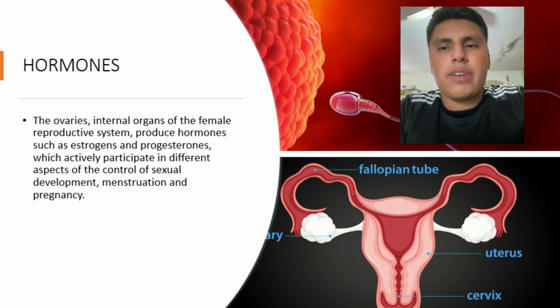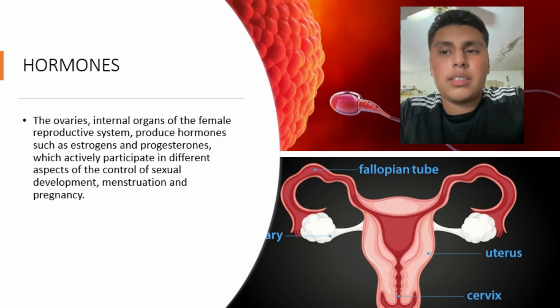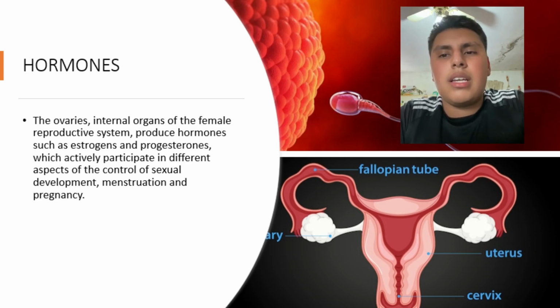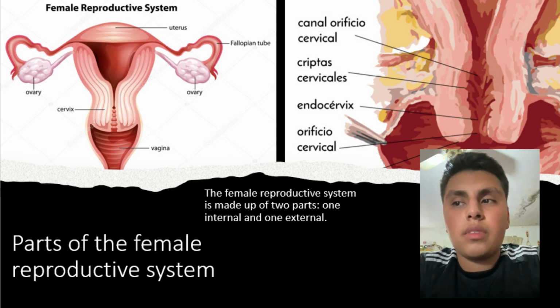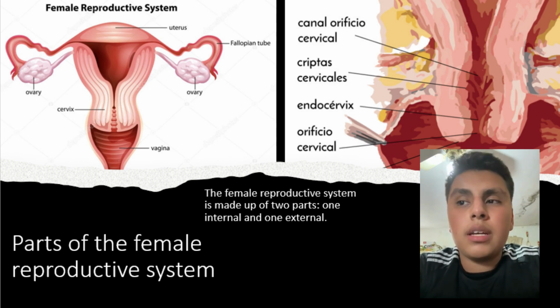Hormones. The ovaries, internal organs of the female reproductive system, produce hormones such as estrogens and progesterone, which actively participate in different aspects of the control of sexual development, menstruation, and pregnancy. Parts of the female reproductive system: it is made up of two parts, one internal and one external.